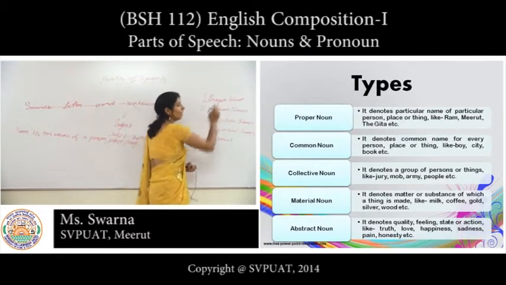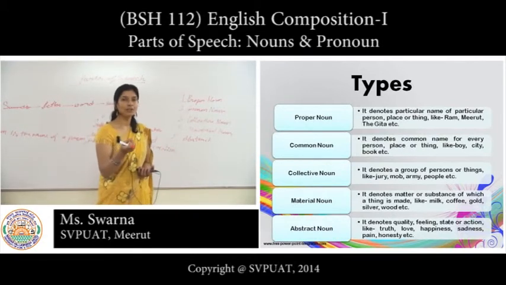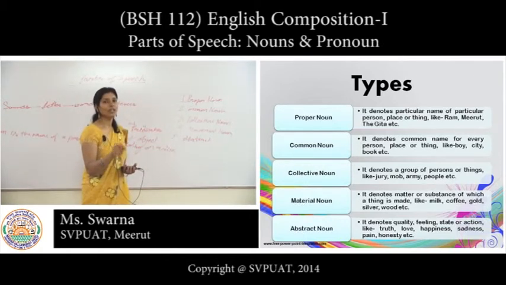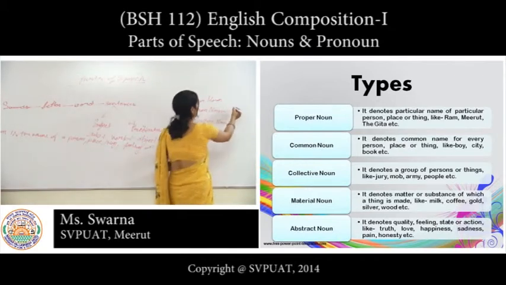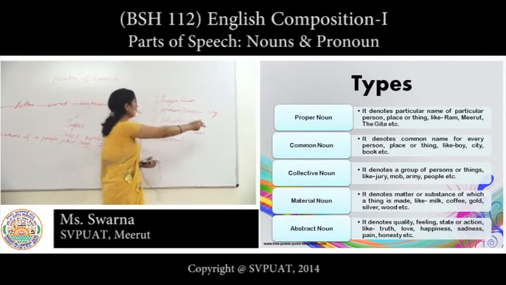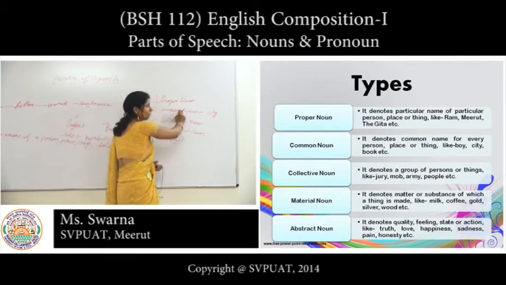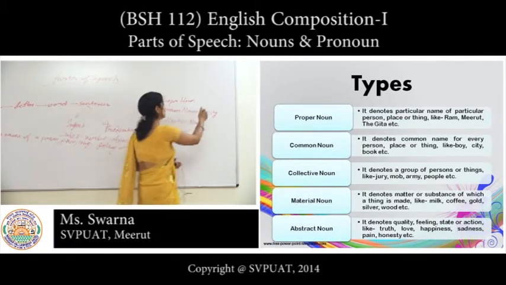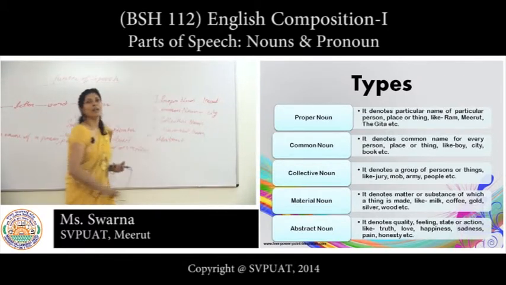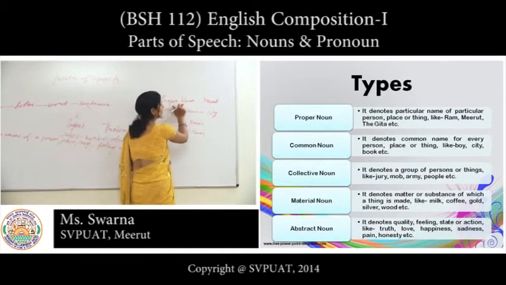First one is proper noun, which denotes the particular name for a person, place or thing, and common noun denotes the common name for a person, place or thing. Like that, if we write the word city, then it's a common name for a place, so it is under the category of common noun. And when we write the name of that city, like Meerut, then it is a particular name for a place, so it is under the category of proper noun.